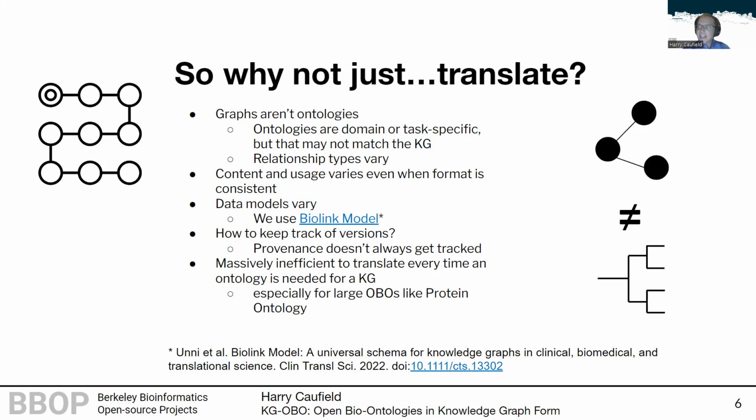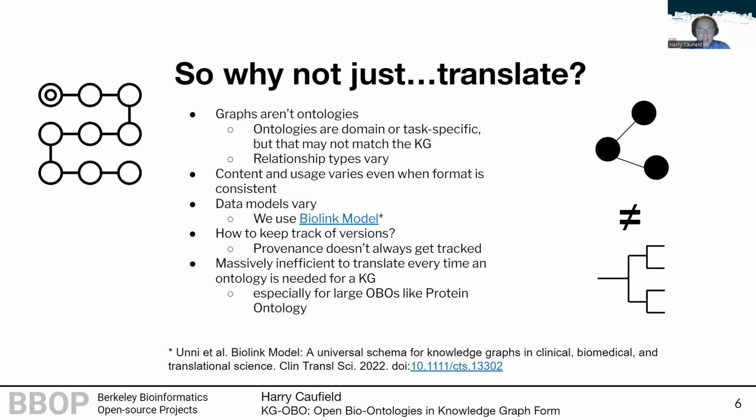So why not just take sets of these and translate them as we need them and combine them with knowledge graphs? Well, our first trouble is that graphs aren't really ontologies. They're kind of more of a more broadly defined data structure.